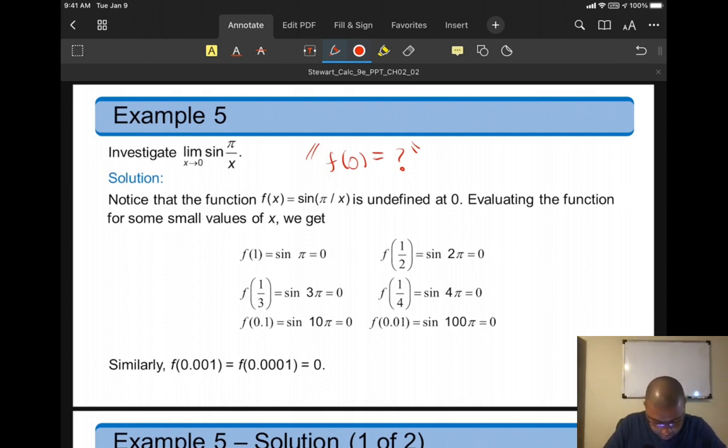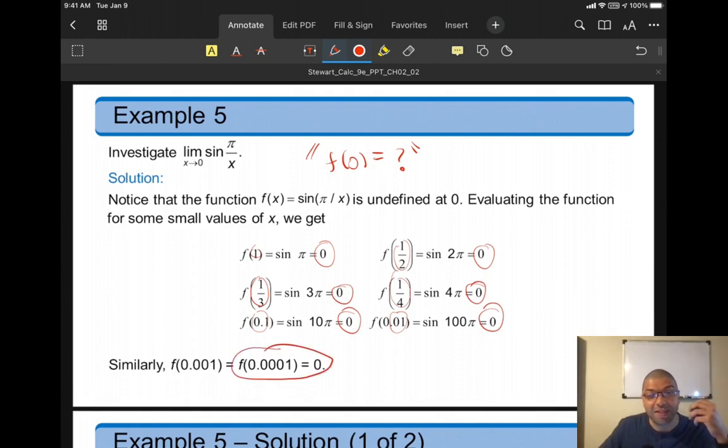And here's what they're doing here, like 1, 1/3, 1/2, 1/4, 0.1, 0.01. And all these values, calculate all these values, get 0. f of those guys, they're all 0. So a person would guess, right? See, 0.0001, that's 0. That's not close to 0, that's 0. So a person would guess, okay, that means, the limit, we would guess, so we guess that the limit as x approaches 0 of sine of pi over x equals 0. We would guess that if we chose those values to plug in.